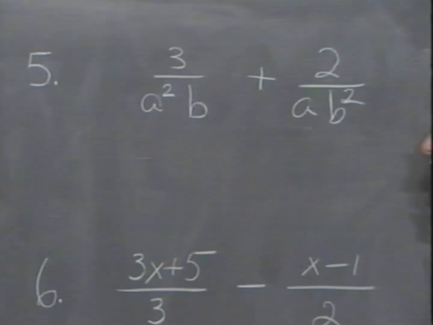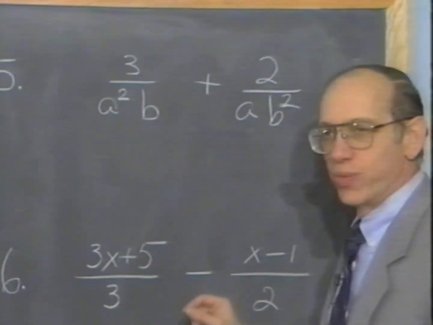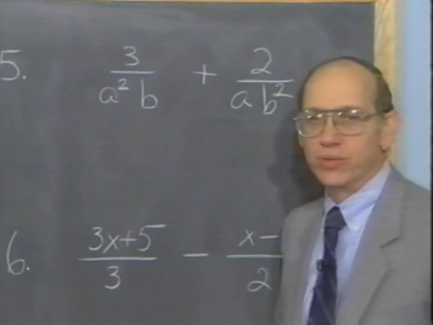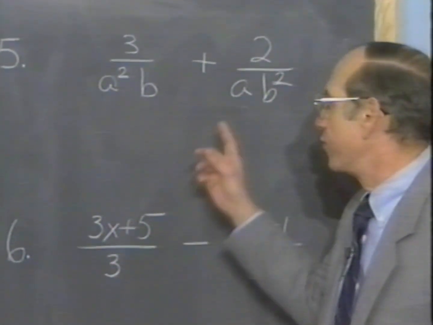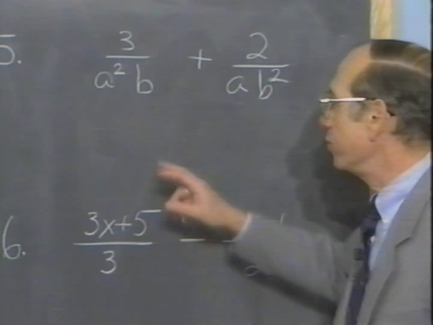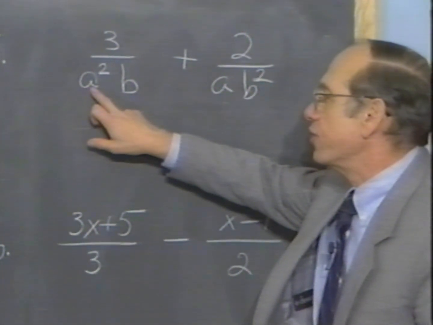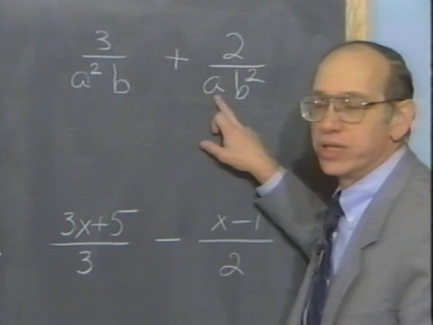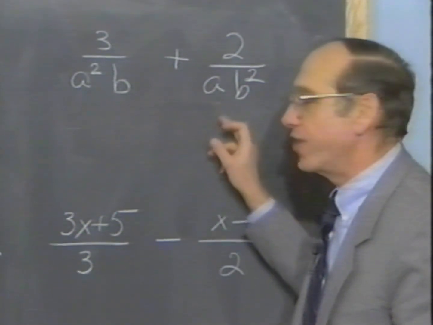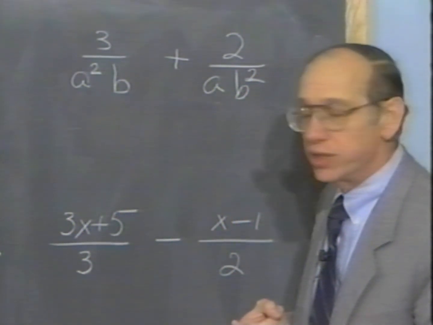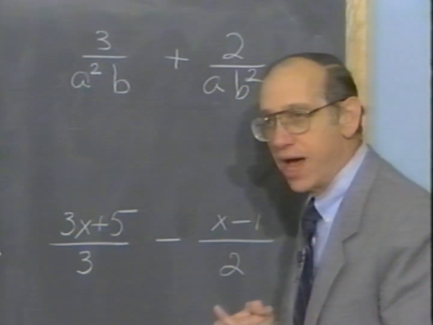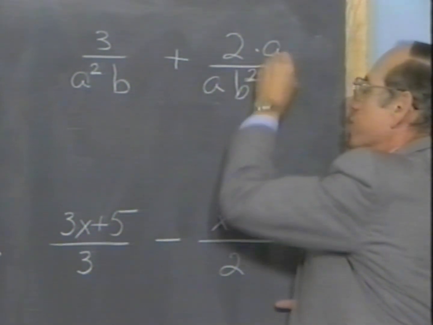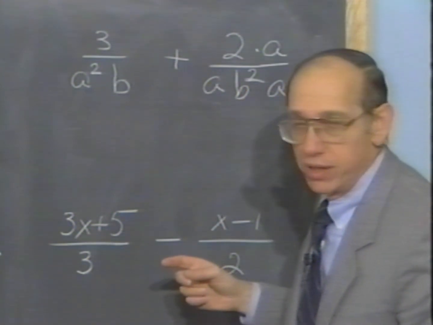In example 5, we have 3 over a squared b plus 2 over ab squared. Now let's see what we have to do to get a common denominator for these two fractions. If you look, this first fraction has a factor a squared in the denominator. The second fraction has only an a. We'd like them both to have a squared, which means I want to multiply this second fraction denominator by a. But of course, if I multiply the denominator by a, I must also multiply the numerator by a.